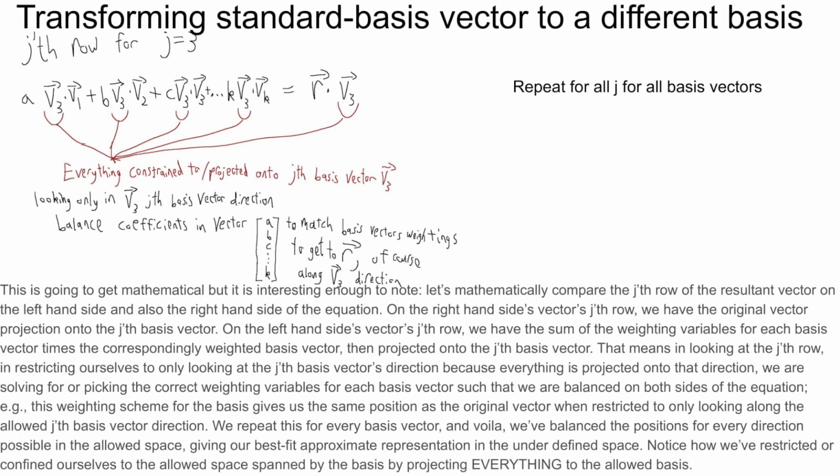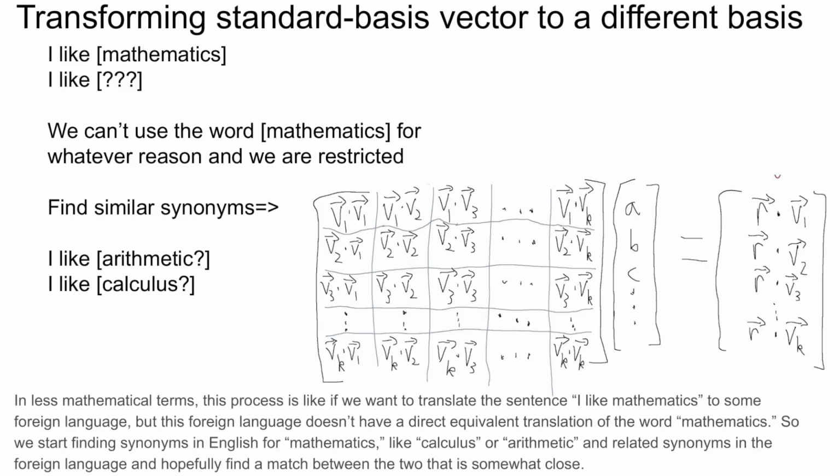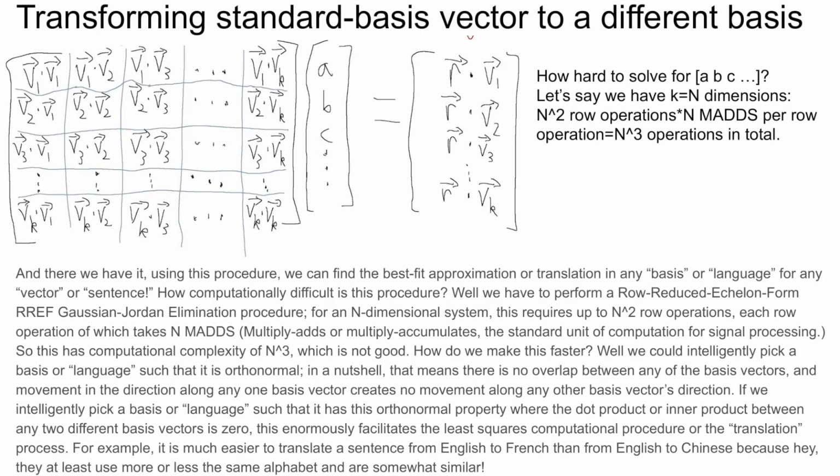Notice how we've restricted or confined ourselves to the allowed space spanned by the basis by projecting everything onto the allowed basis. In less mathematical terms, this process is analogously like if we want to translate the sentence "I like mathematics" to some foreign language, but this foreign language doesn't have a direct equivalent translation of the word mathematics. So we start finding synonyms in English for mathematics, like calculus or arithmetic, and related synonyms in the foreign language, and hopefully we find a match between the two that is somewhat close. And there we have it.